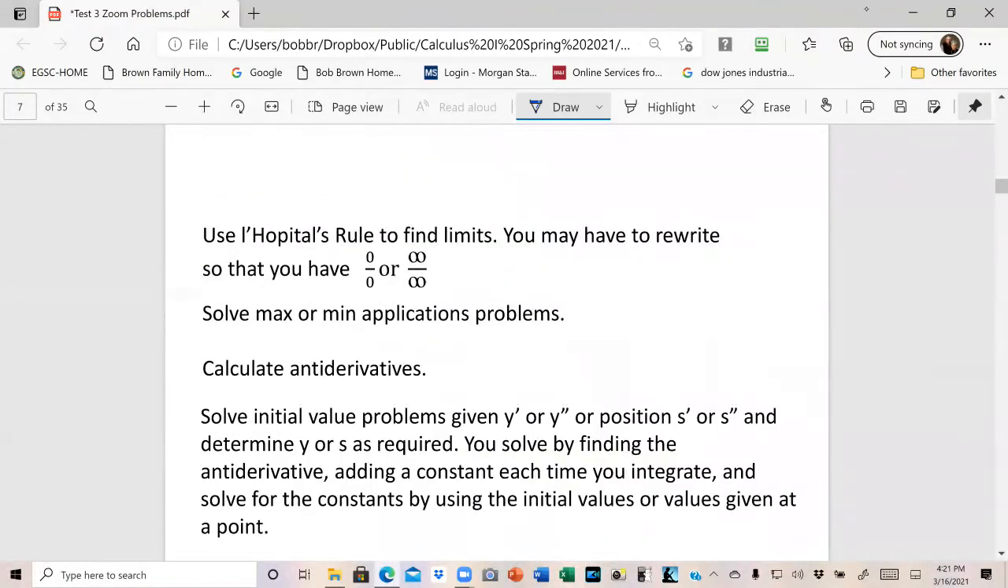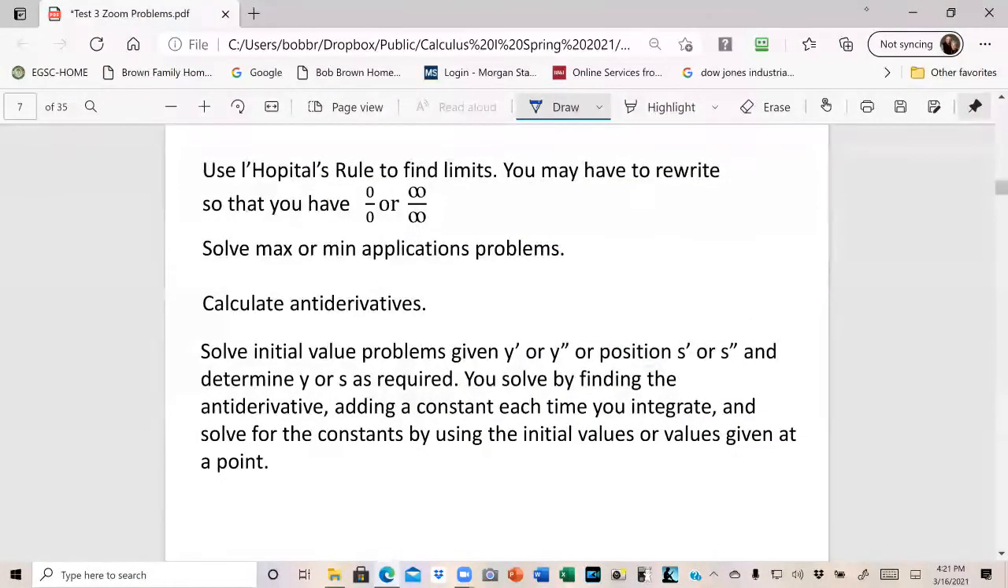Another thing you'll need to do is use L'Hopital's rule to find limits. You may have to rewrite the problem so that if you plug in the numerator and denominator, you get 0 over 0 or infinity over infinity. And we'll illustrate L'Hopital's rule in just a minute. You need to be able to solve max or min application problems. You need to be able to calculate antiderivatives.